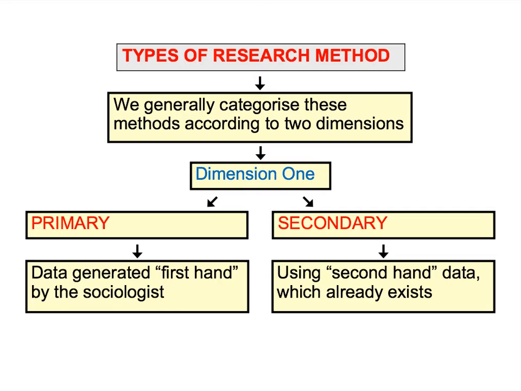both. So primary data refers to information which wasn't present before the research began. So it's new data that's generated by the researcher during the actual process of research. Secondary data, on the other hand, refers to information which already existed before the sociologists started their research. So, for example, that might include data from historical records or from government statistics or records.